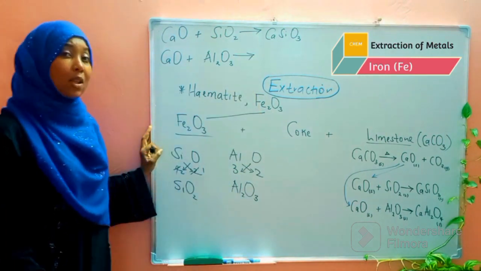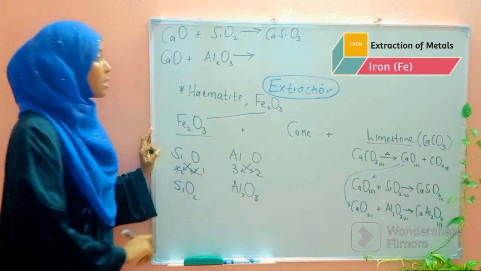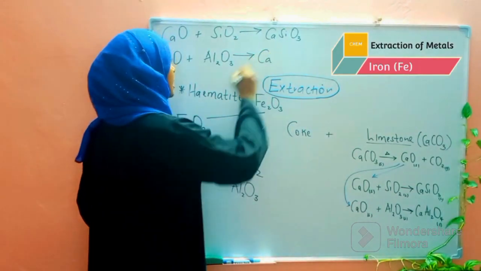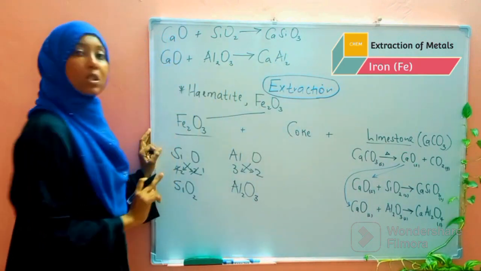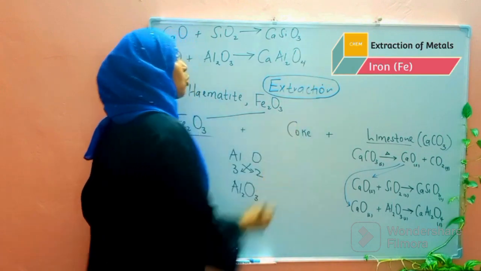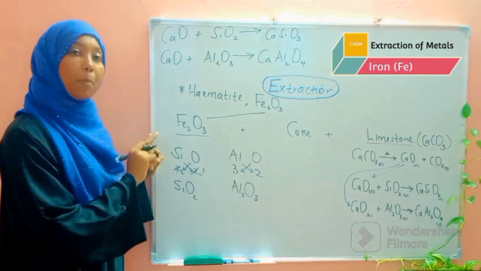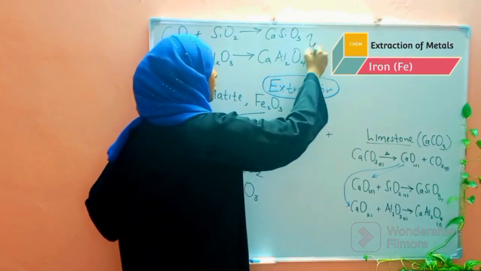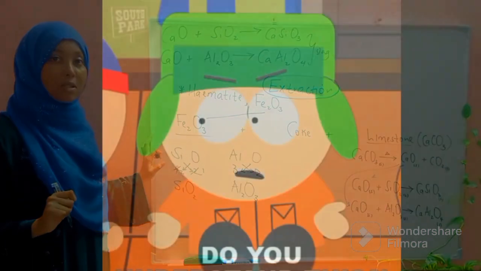Now, again, as with the first equation, we are simply transferring whatever we have on this side to the other side. So, calcium, aluminium, these are 2, and oxygen, 3, 4. So, we have our calcium aluminate. Now, these 2 compounds form slag. So, slag is just tapped off as a waste product.